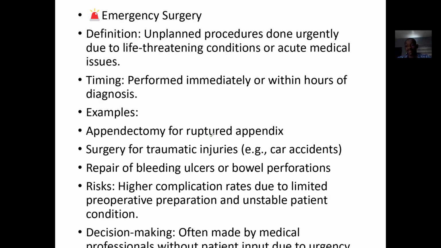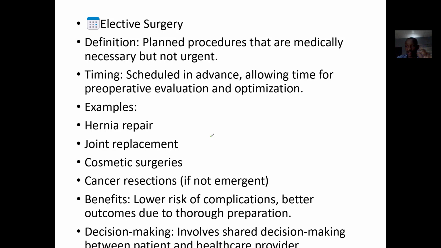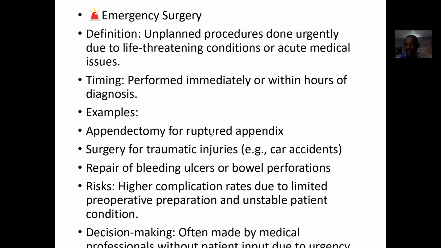So let's go directly. We'll talk about emergency surgery before we talk about elective surgery. It's your responsibility to combine everything we're talking about, then you bring out your differences, right?